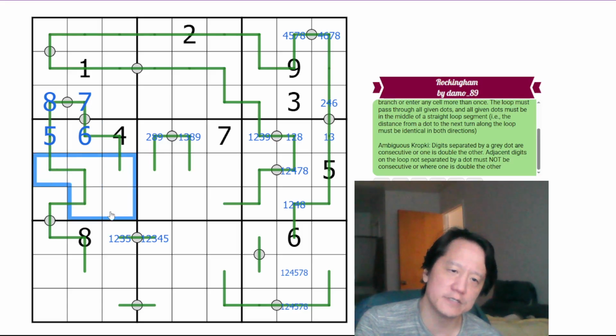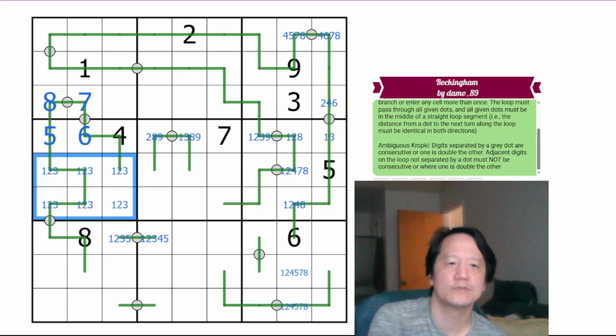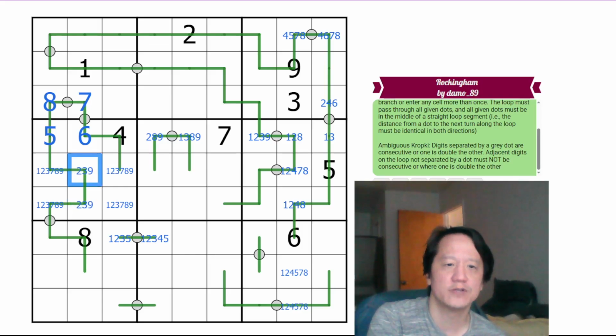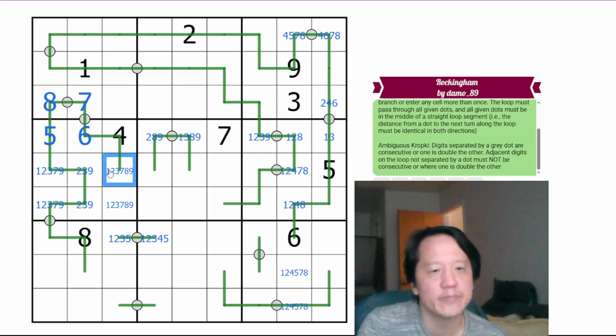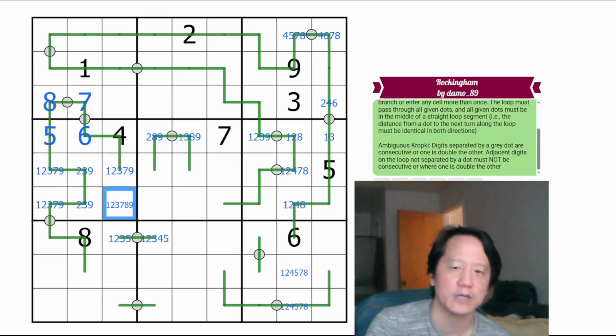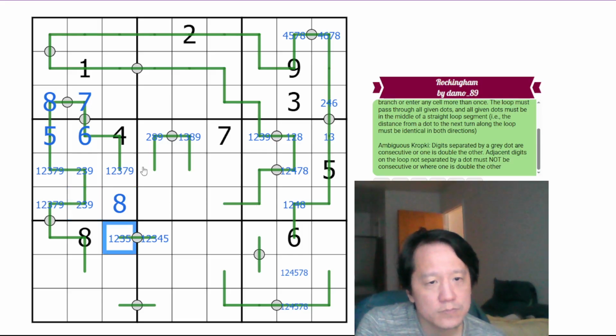So remaining digits in box 4, we have 1, 2, 3, 7, 8, and 9. So no 1, 7, 8 here, no 1, 7, 8 here. No 8 here, no 8 here. 8 cannot be here because these are next to each other on the line, and they do not have a dot between them. So 8 has to be here. Interesting.